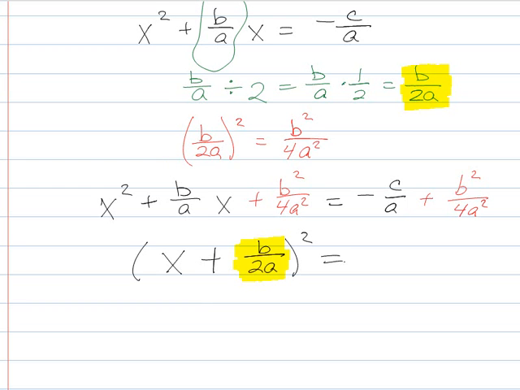Okay, now here on the right side of the equation, we're going to need to come up with a common denominator. So I'm happy with the 4a squared on the bottom. That's actually going to be a beautiful common denominator.